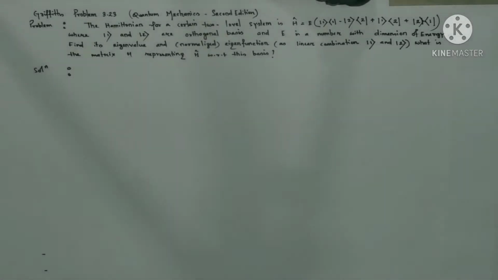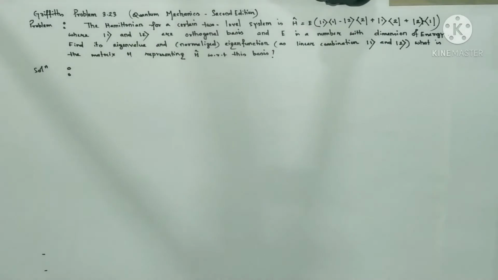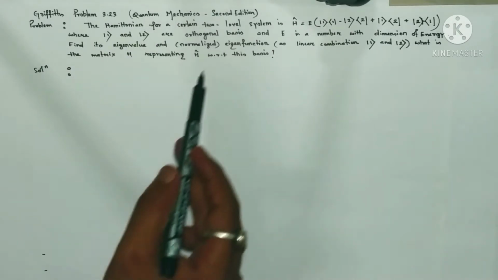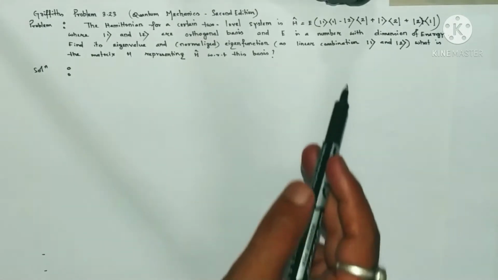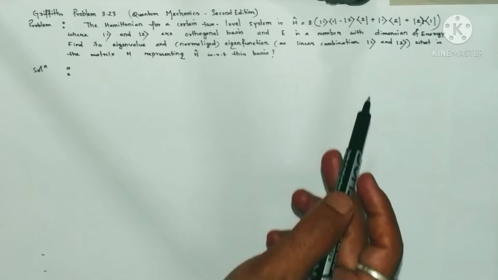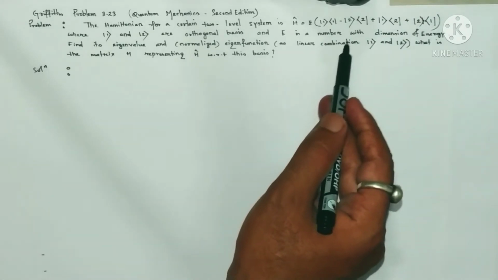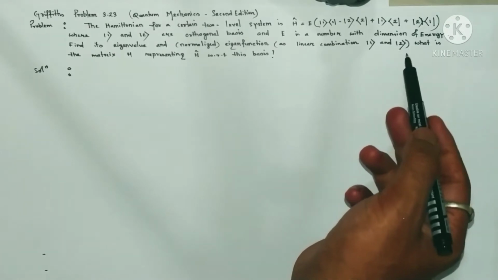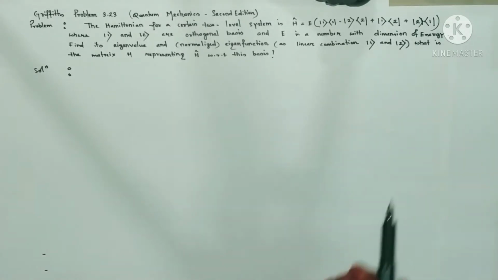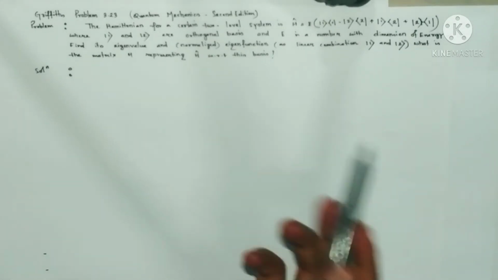Hi everyone, this is a problem from Griffiths 3.23. Here, the Hamiltonian for a certain two-level system is H hat equal to E times, in parentheses, the outer product of |1⟩⟨1|, minus the outer product |2⟩⟨2|, plus the outer product |1⟩⟨2|, and plus the outer product |2⟩⟨1|, where these |1⟩ and |2⟩ are orthonormal bases.